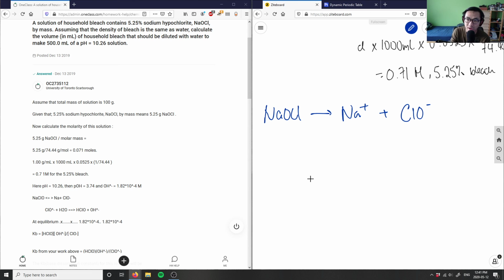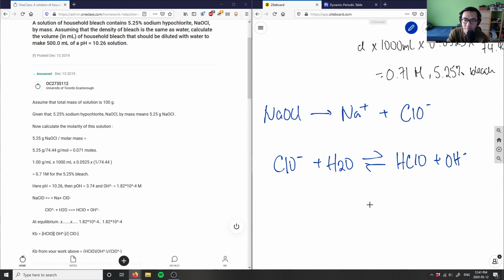And then this ClO minus is going to react with the water to form HClO plus OH minus here. And again, this here is our equilibrium equation, right? Because this is going to first dissociate, and the ClO minus is going to react in solution with water. And again, these are all in the aqueous state here. So I believe they flipped it actually. So this is supposed to dissociate, so it's only one way here, and this here is our equilibrium constant.